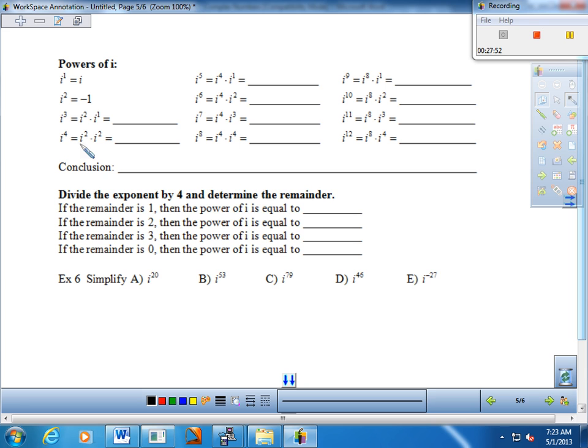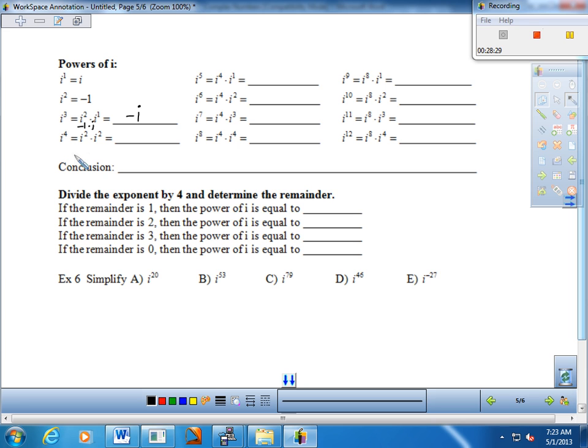Now let's go further, just using some exponential properties to get this going. So everyone, i cubed is really i squared times i to the first. i squared, everybody, is what? Negative 1. i to the first is i. And so when I do this operation, having broken down i to the third, negative 1 times i is negative i. There you go.